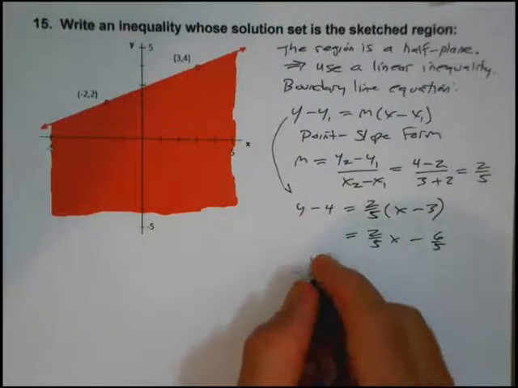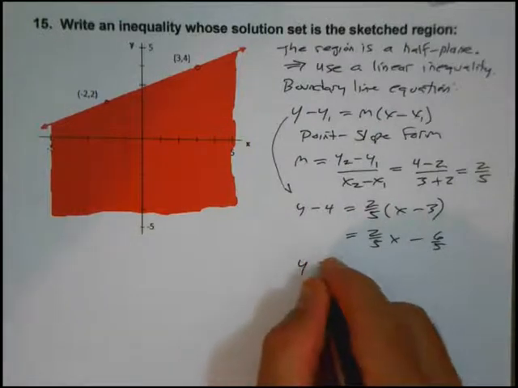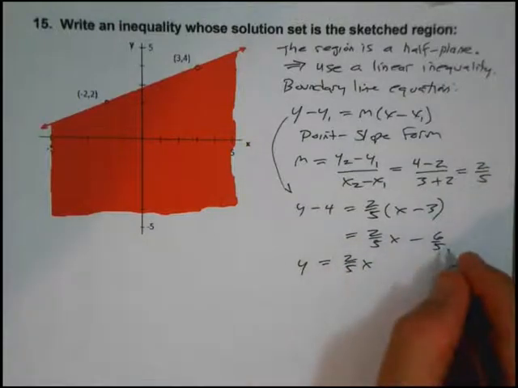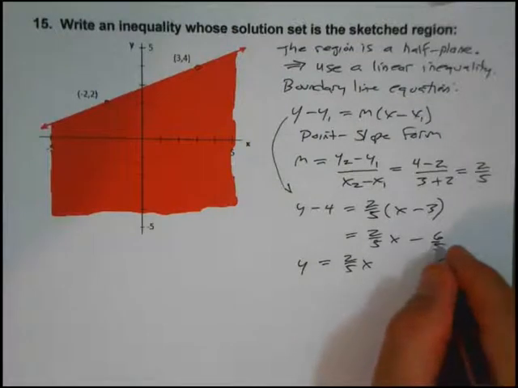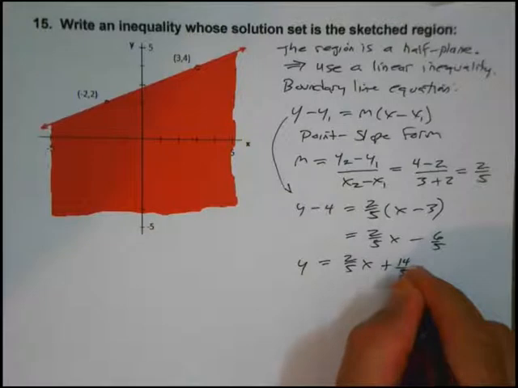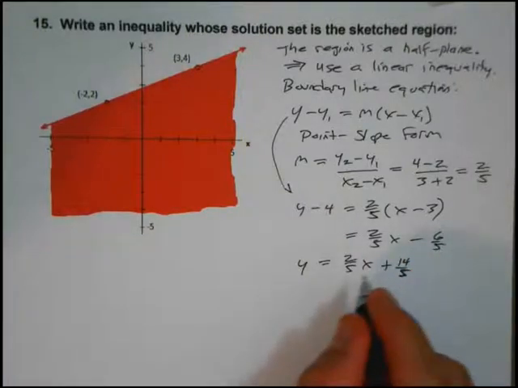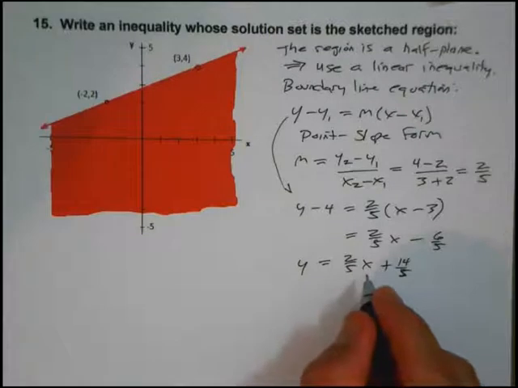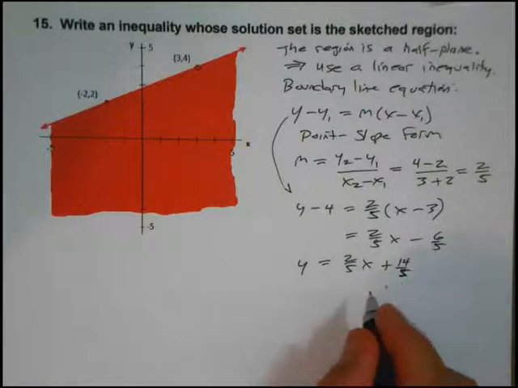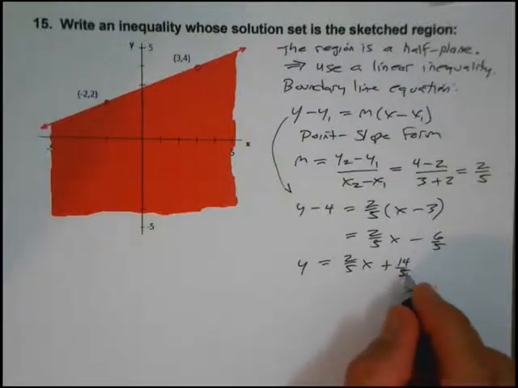Now let's add 4 to both sides. y becomes equal to 2/5 x. 4 is 20/5, so this would give us 20/5 minus 6/5 would give us 14/5. Now a little bit of check on the situation right now, and that's that this is now in slope-intercept form. Alright, now we're claiming a y-intercept of 14/5. That would be 2 and 4/5.